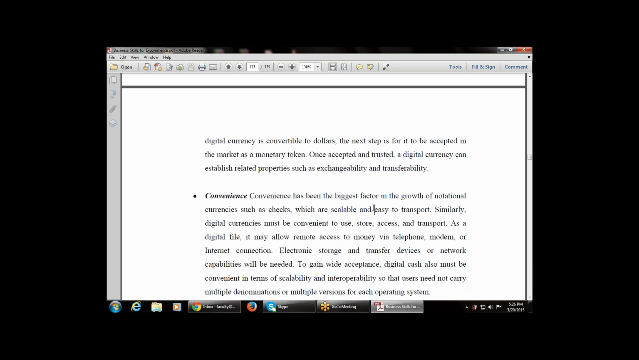So convenience is one of the biggest factors in the growth of national currencies such as checks, which are scalable and easy to transport. Similarly, digital currencies must be convenient to use, store, access, and transport. Just like a check in the Indian system, we can carry the check from one place to another.